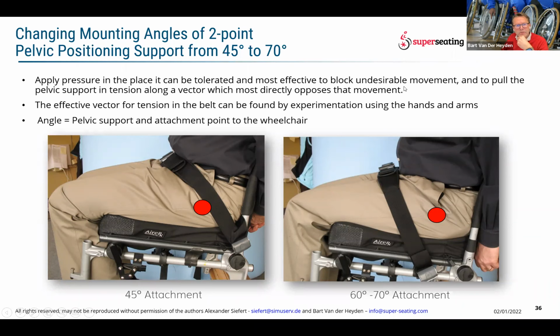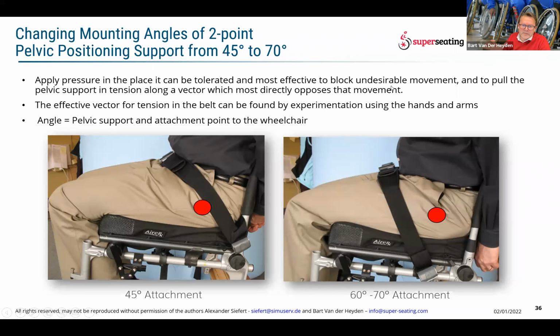For example, on the left, you tend to have the flexible postural support, the pelvic support, right above that rotation point. So a force would result biomechanically in a posterior pelvic tilt. If you're placing the pelvic positioning support at a 70-degree angle in front of the rotation point, you should see less of that, and the sliding would be less.